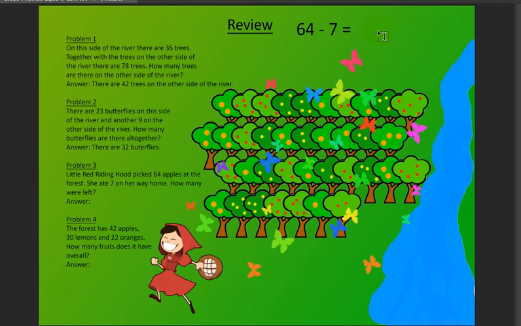Seeing as how 7 is small enough that I can put it on my fingers, I'm going to make 7 fingers and count backwards from 64. Backwards because I'm subtracting. So I'm going to say 63, 62, 61, 60, 59, 58, 57. So my result here is 57. And my answer should be there are 57 apples left.